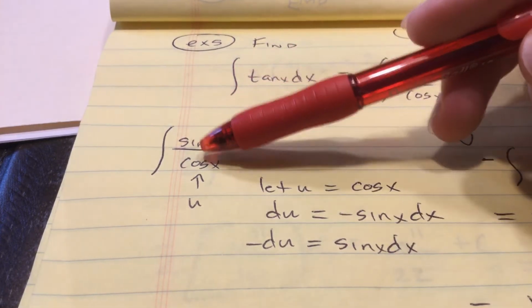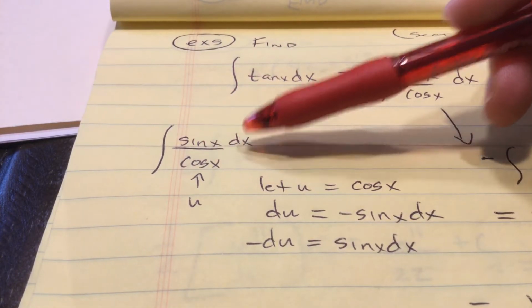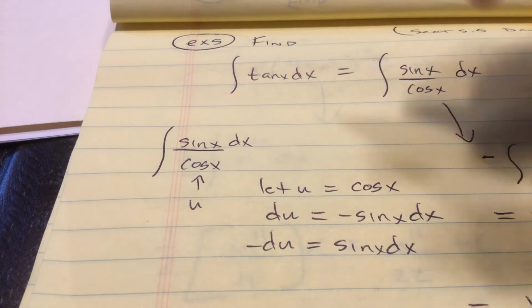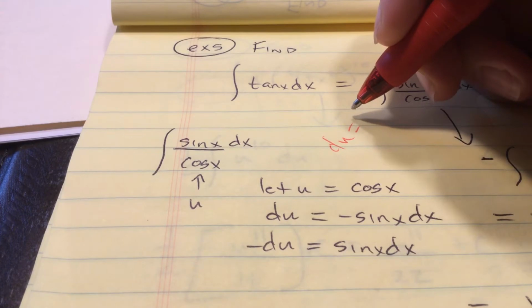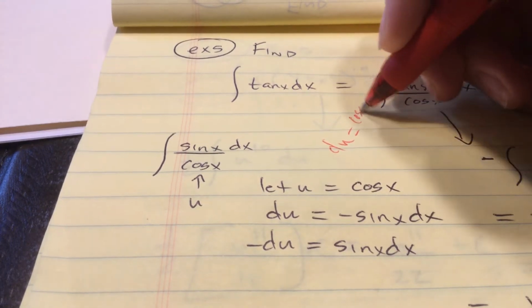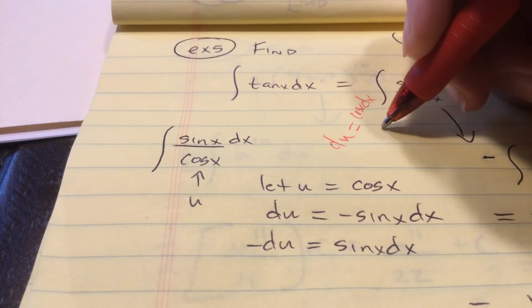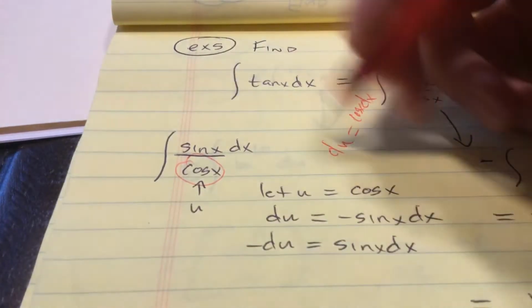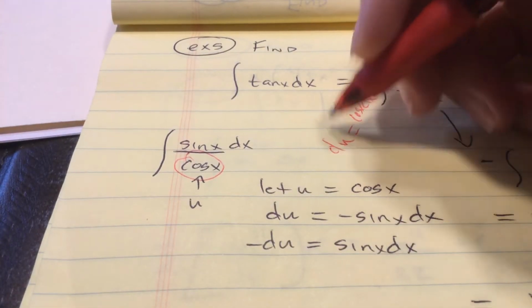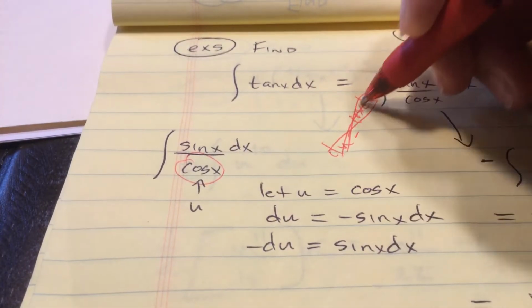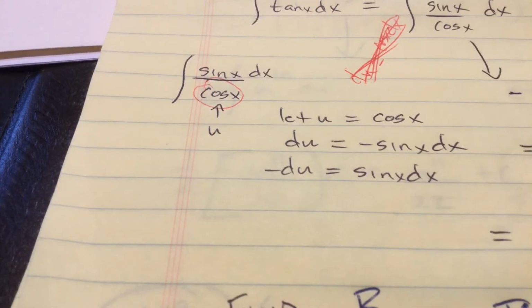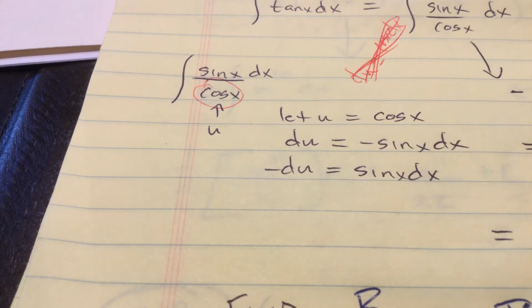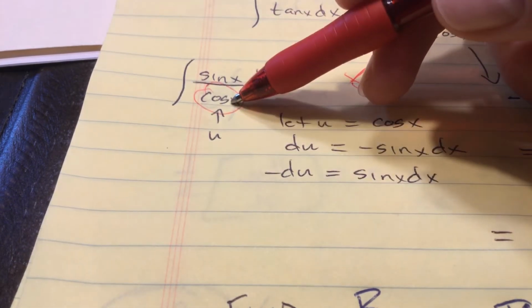If I let u be sine x, then du would be cosine x dx. But there's a problem. Cosine's in the denominator. There is no 1 over du situation. We don't want that, okay? So a lot of times we're going to let u be the denominator. So let u be cosine x.